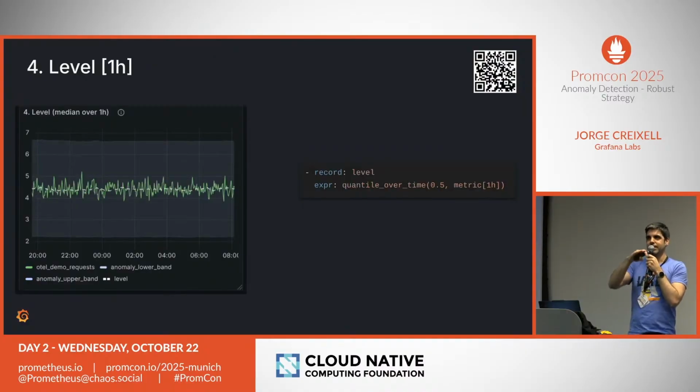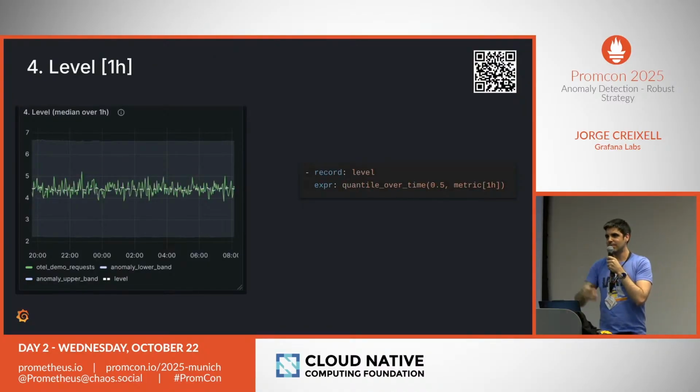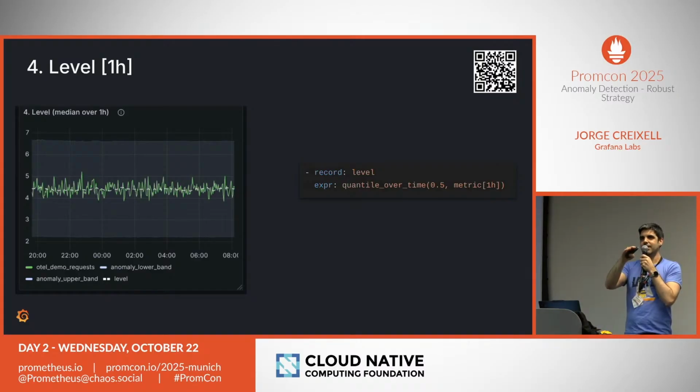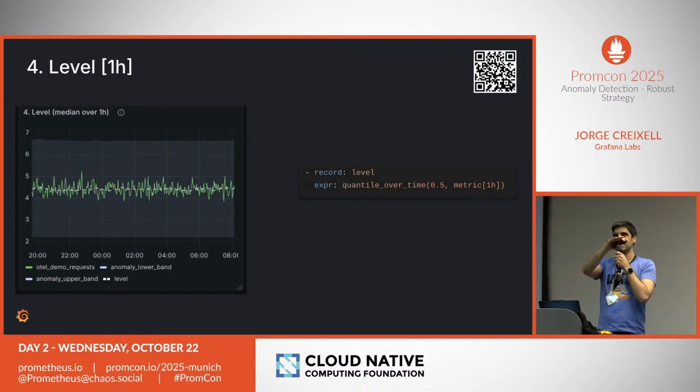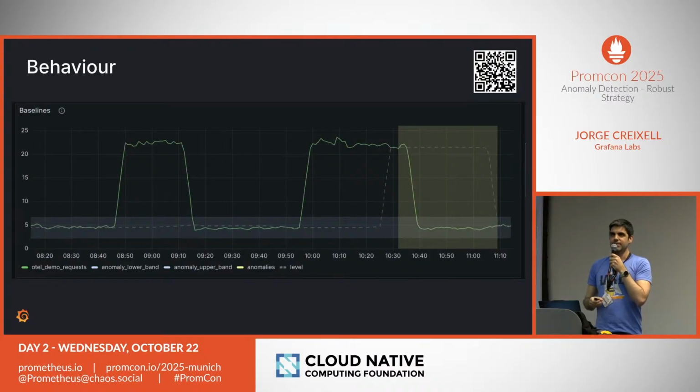So that's not all, and that's something that changed from the previous algorithm: now we have a concept of level, and a level is basically, again, the median one more time, but this time only over 1 hour. Basically, this is smoothing your metric. We're not looking just at the metric and how it falls outside of the bands, but actually we're looking at this specific level, so this smooth version of your metric, so that we have more robustness there.